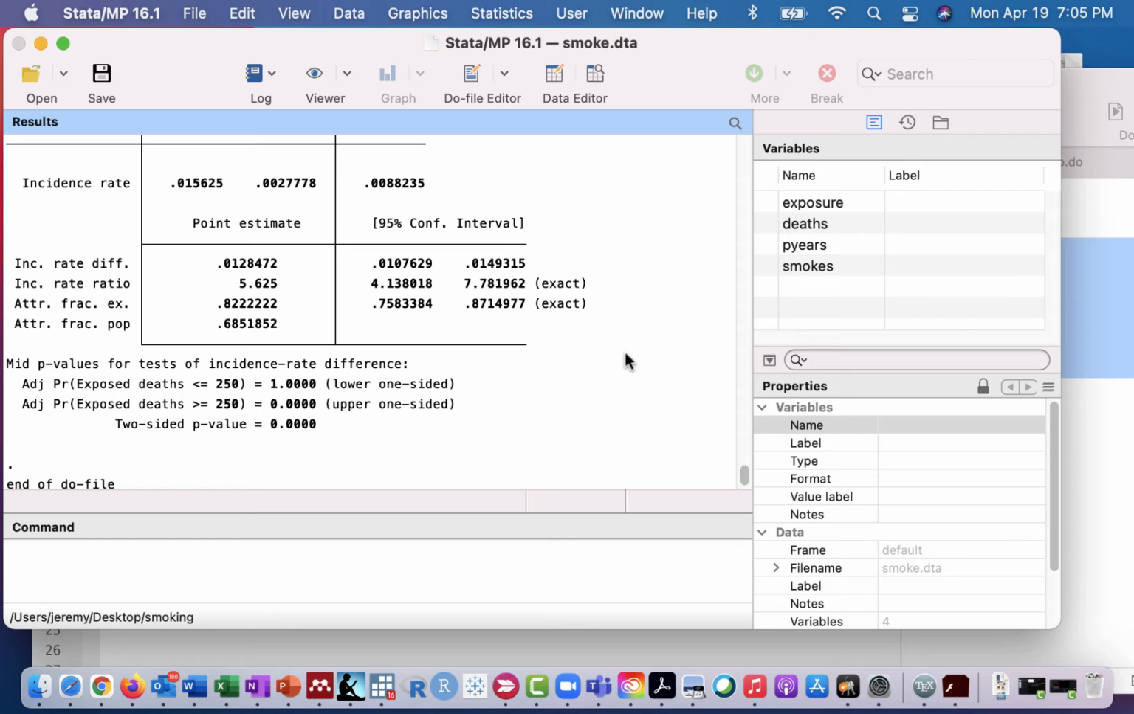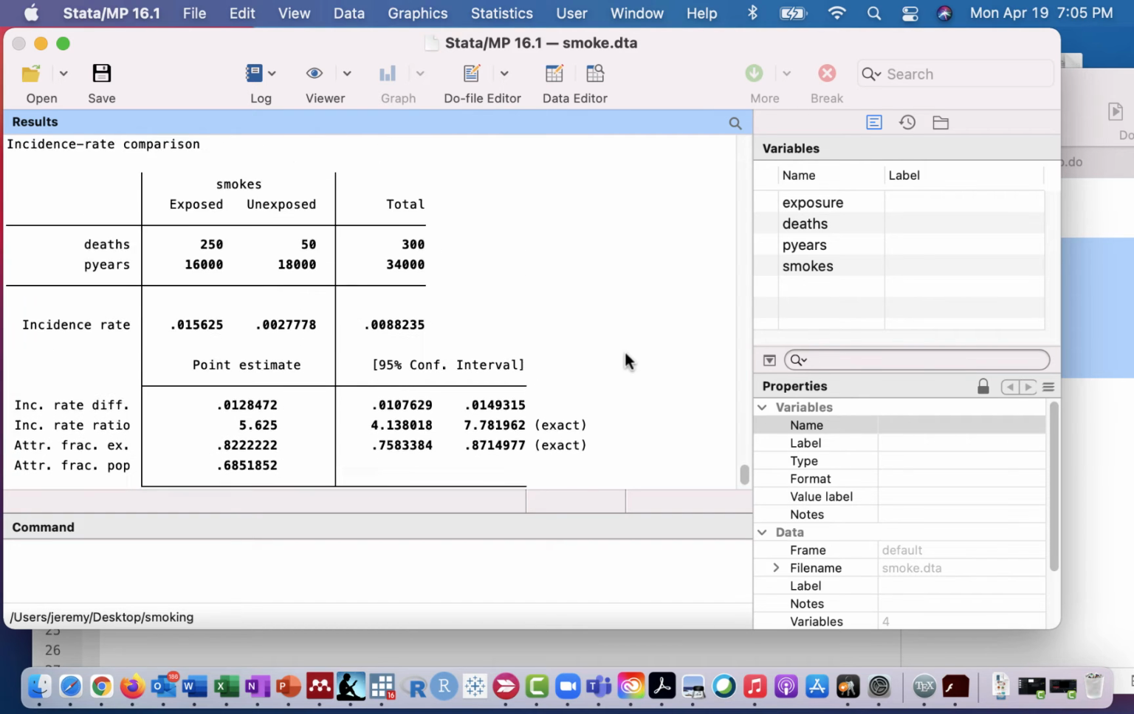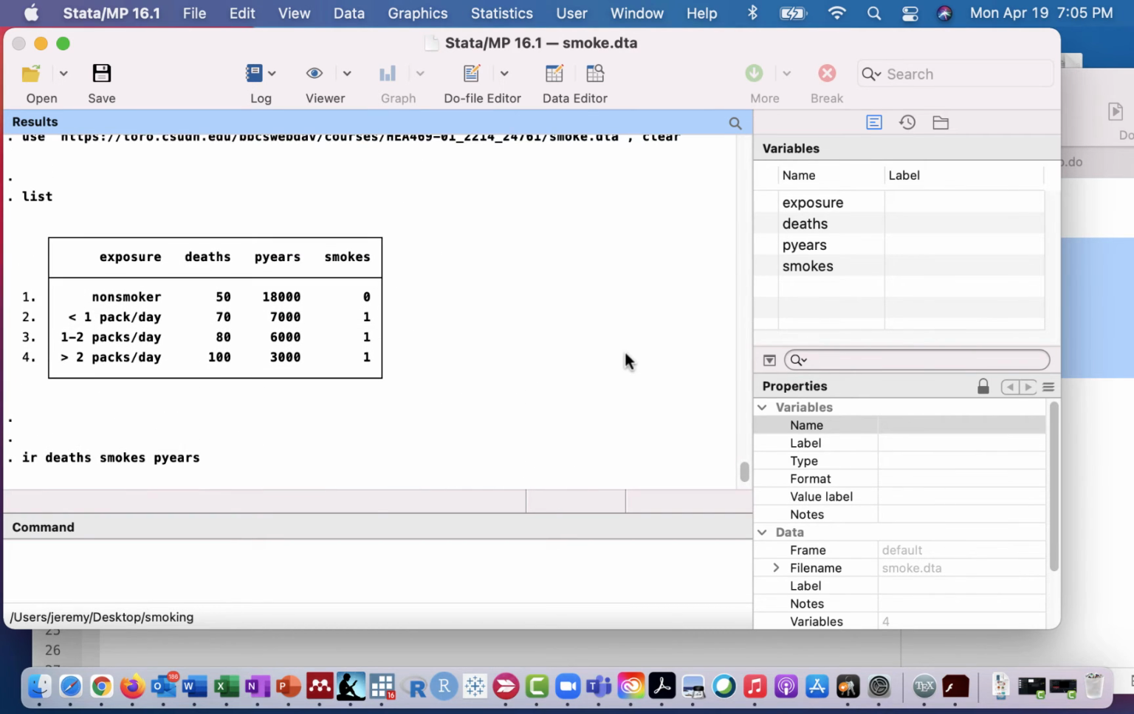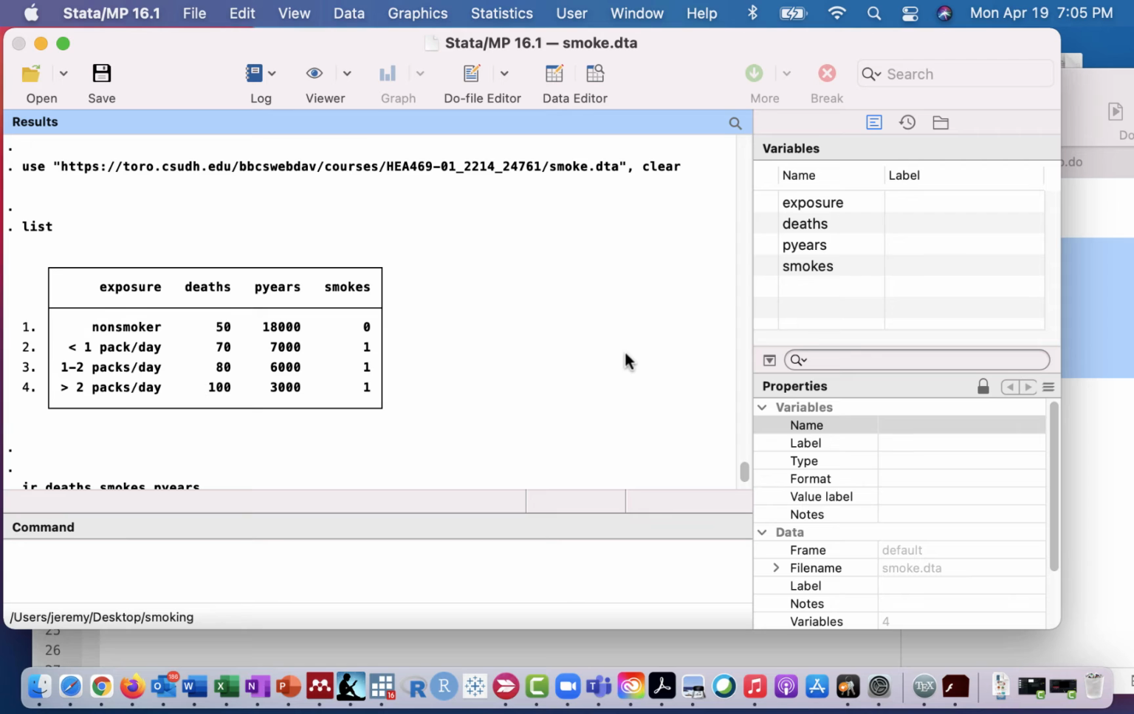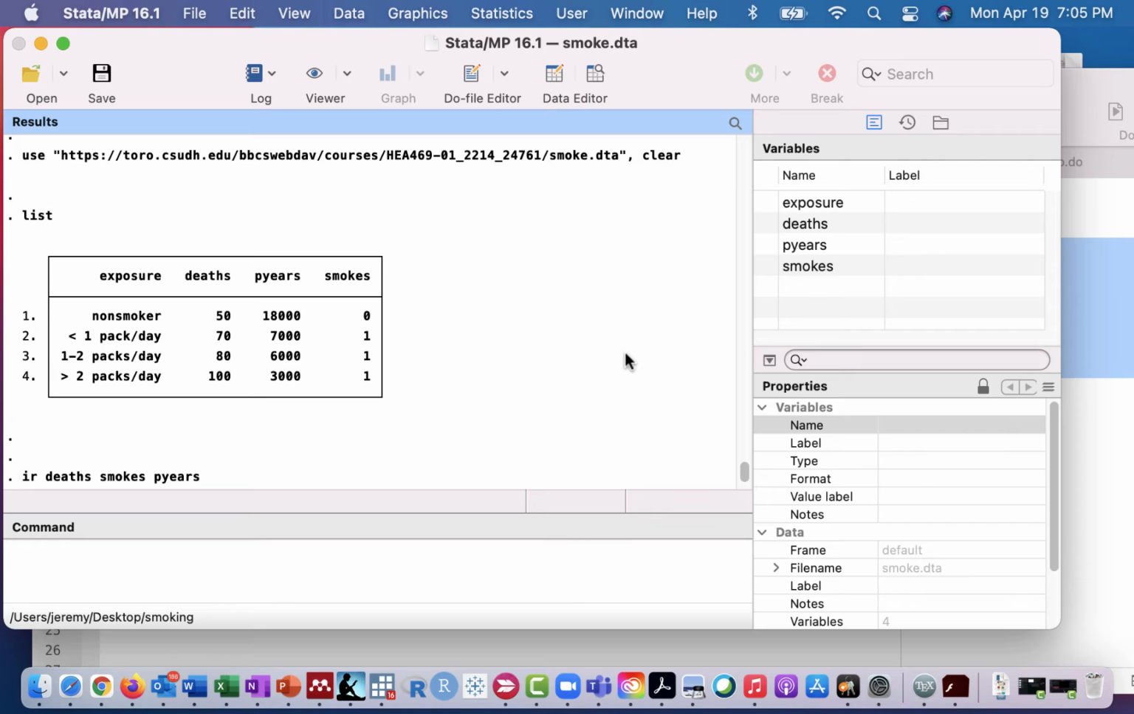Unexposed, so non-smokers, that's 0.0027, so that's less than 1%, right? That's 0.27% or 0.28% of people in that group. How it does that is it just divides the incidence, or the deaths, by the person years, and that's what they call the incident rate, and it does that for smokers and non-smokers.